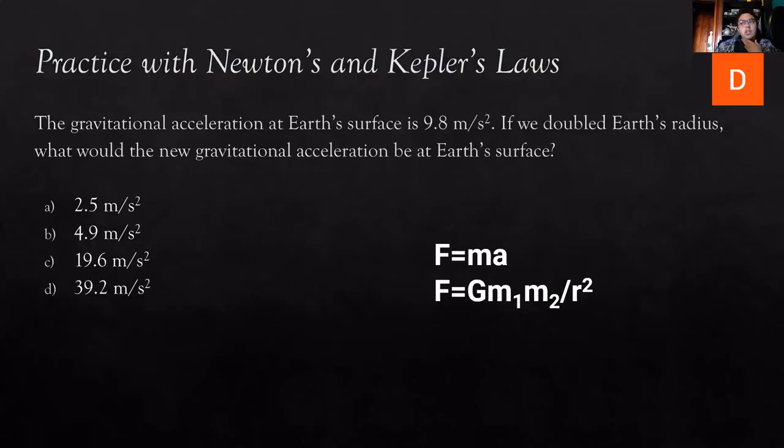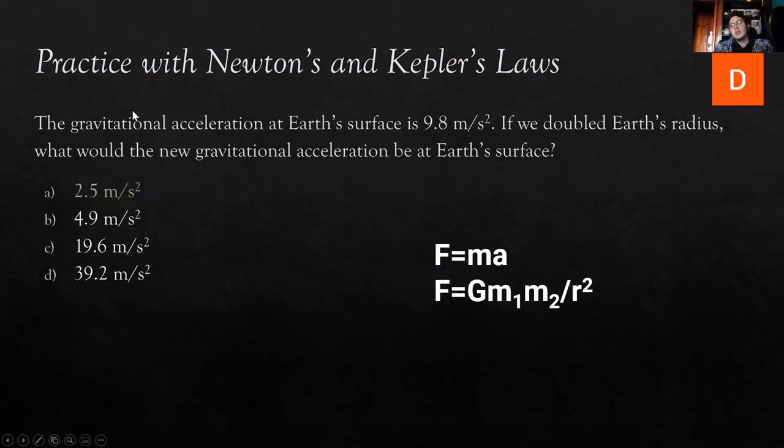All right, the next question I want you guys to work through is: the gravitational acceleration at Earth's surface is 9.8 meters per second squared. If we doubled Earth's radius, what would the new gravitational acceleration be at Earth's surface? Go ahead and pause and try to figure it out. All right. And the answer you would come out to be 2.5 meters per second squared.